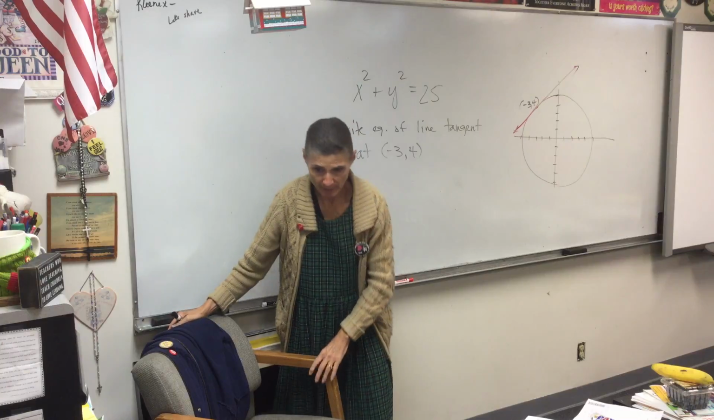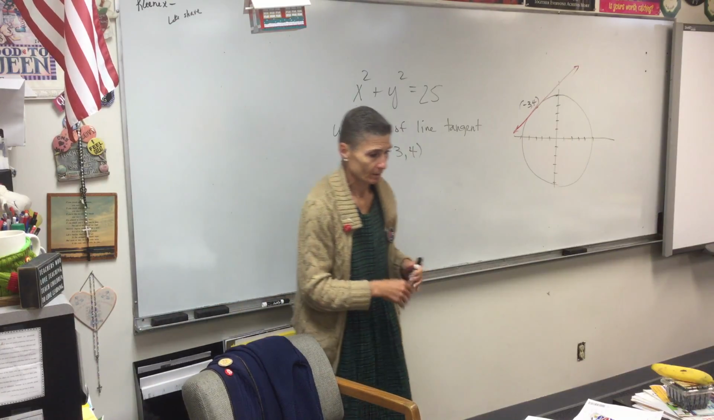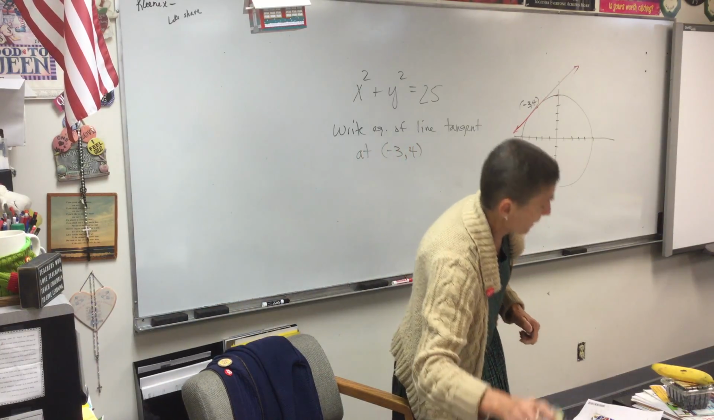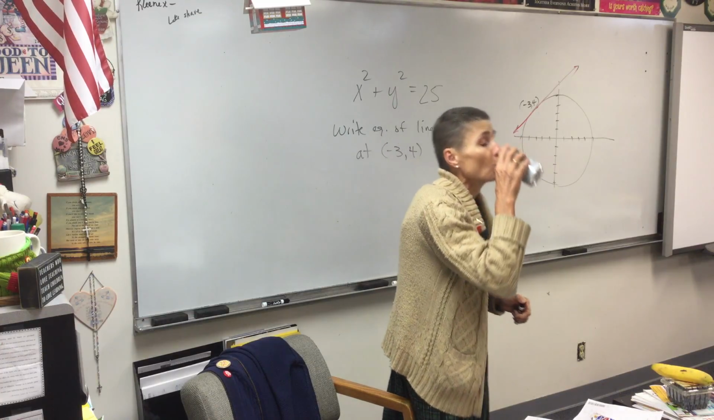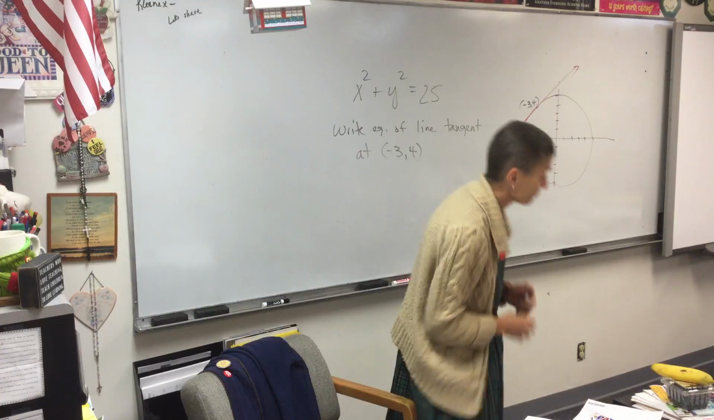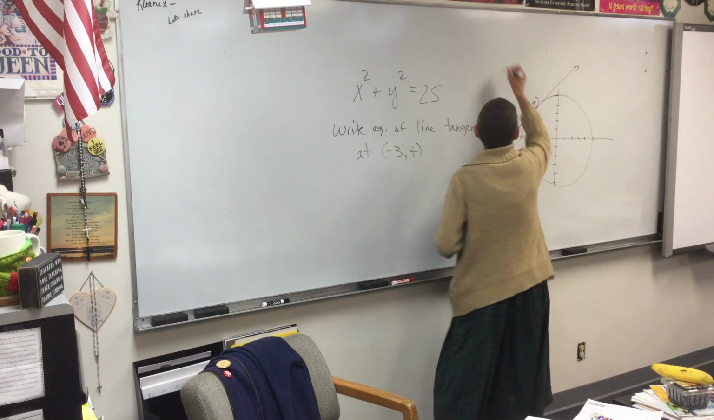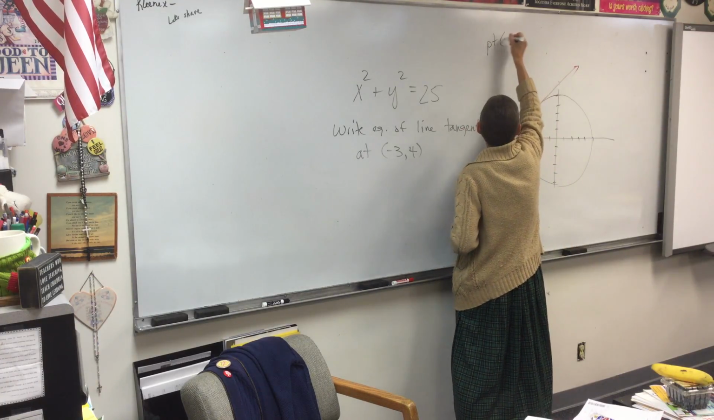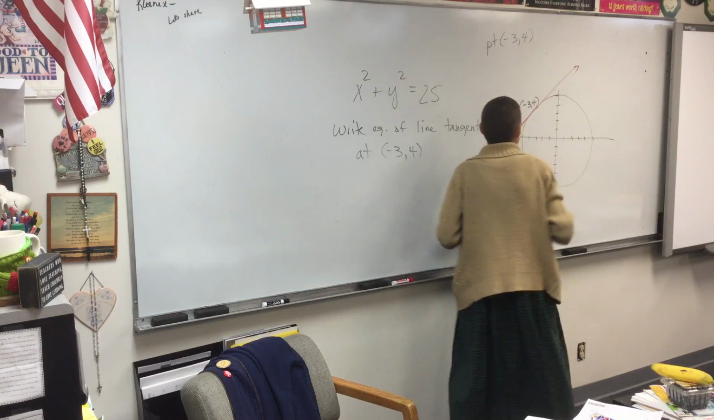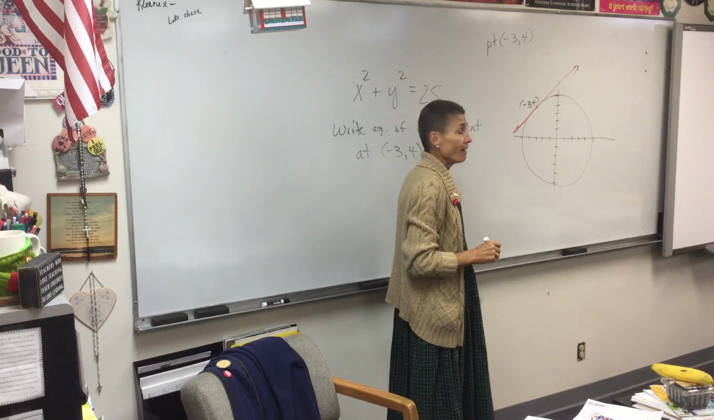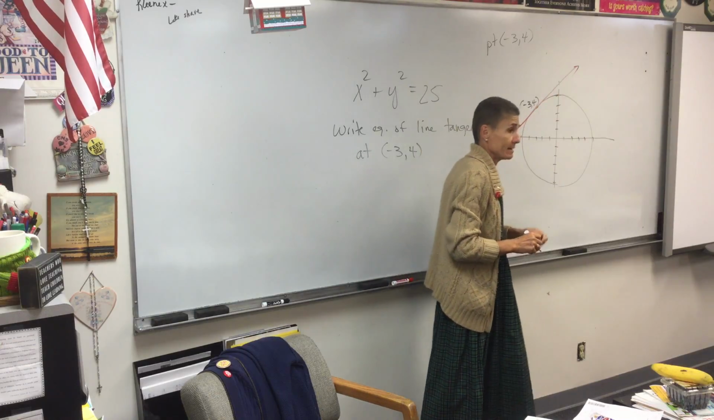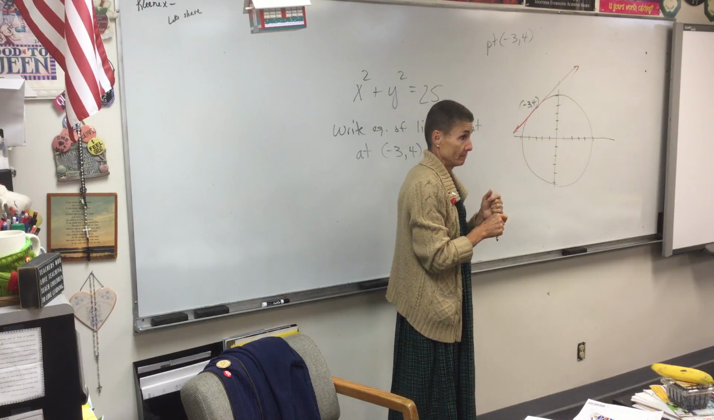What does it take to write the equation of a line? Gotta have a slope and gotta have a point. I got the point. Now I need the slope of that red line. I cannot find the slope of that red line because I don't have enough points.